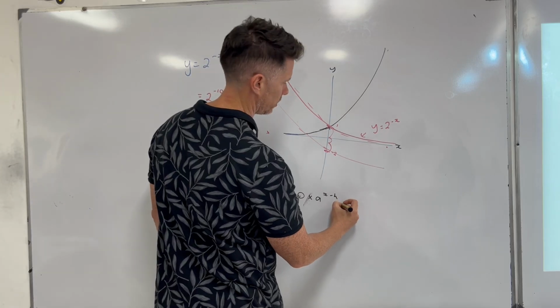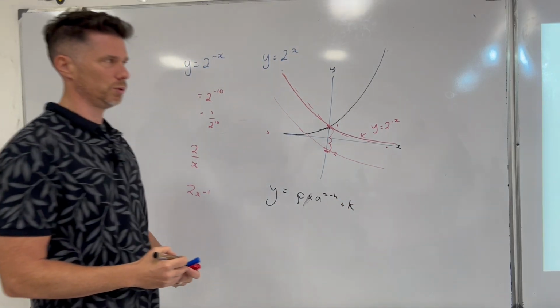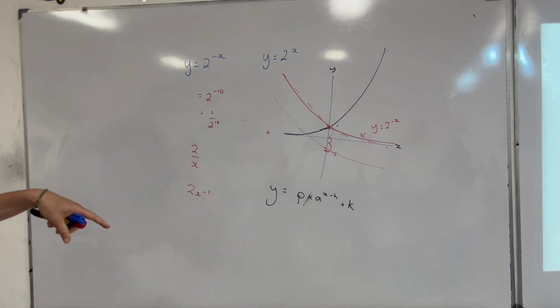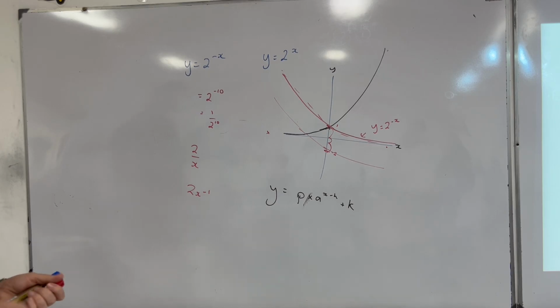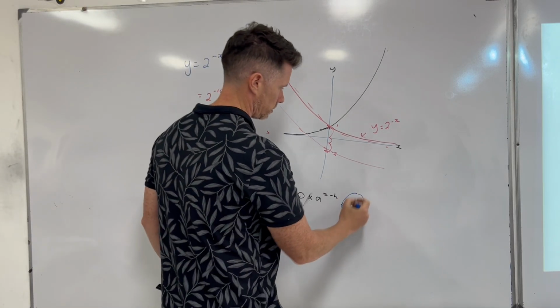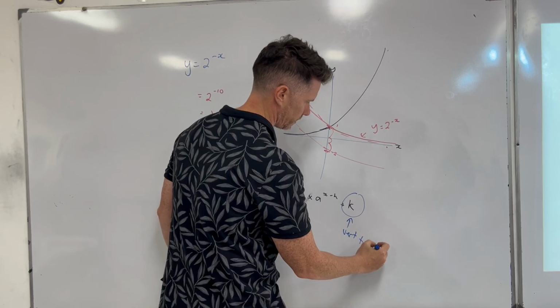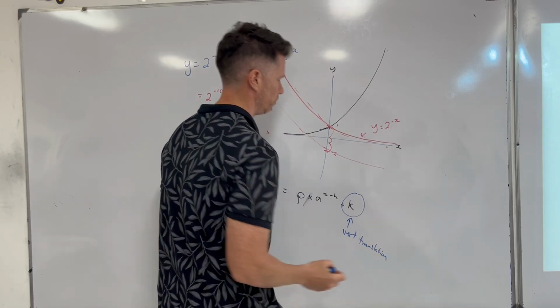Let's use the same letters that they have over here. What does each one do? You knew what the k one did. You knew that the k, an addition or a subtraction, will move it up and down. That's a vertical translation. You knew that automatically.